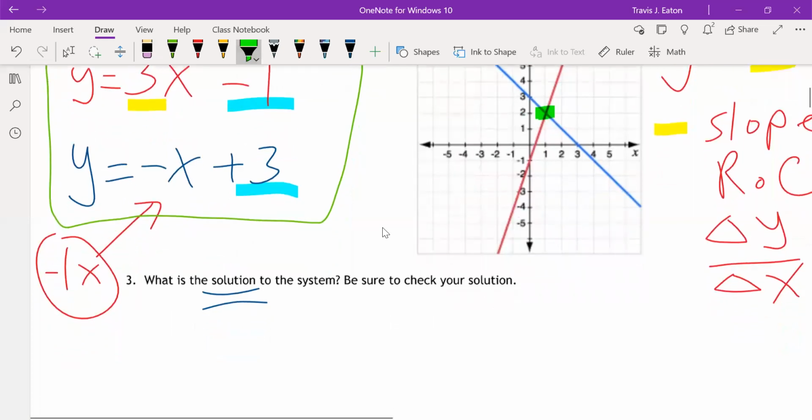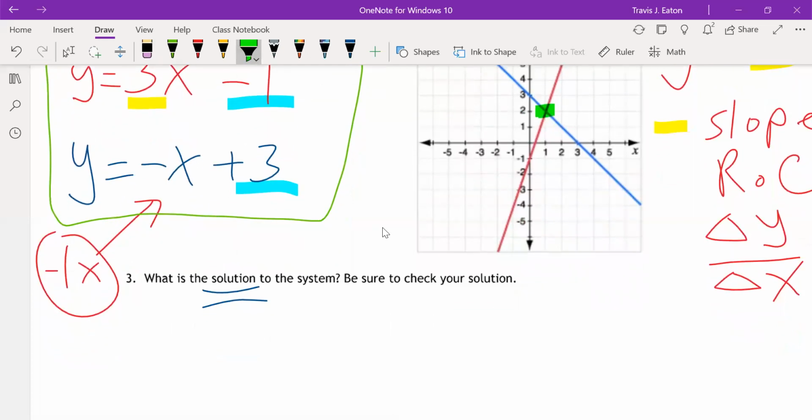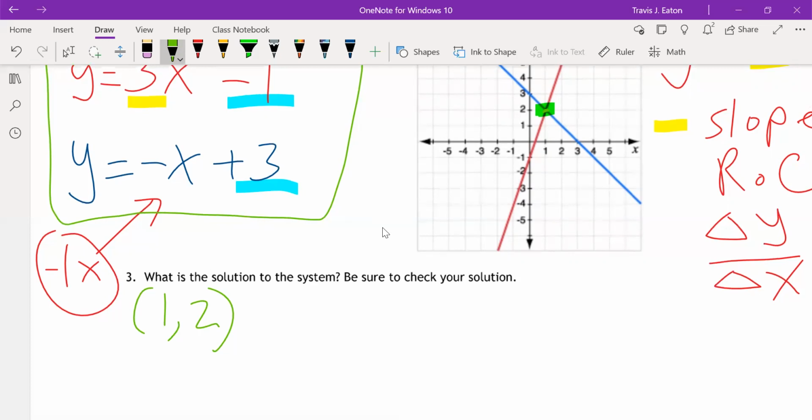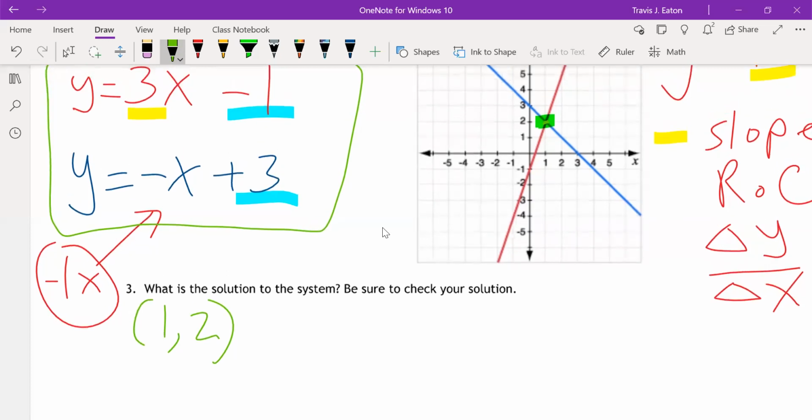So that's fantastic. So all we have to do now is go, all right, well, our solution is going to be, if we look at it, an XY pair. So it's over 1, up 2. 1, 2, here's our solution, because there it is. Right? 1, 2. 1 to the right, 2 up. So that's our solution. Now we can check that by putting it into each of our equations.